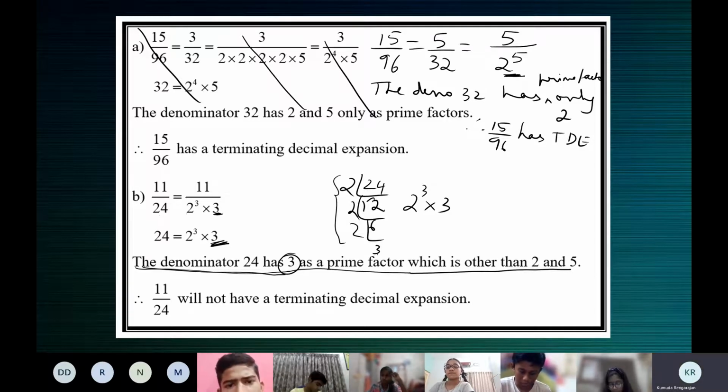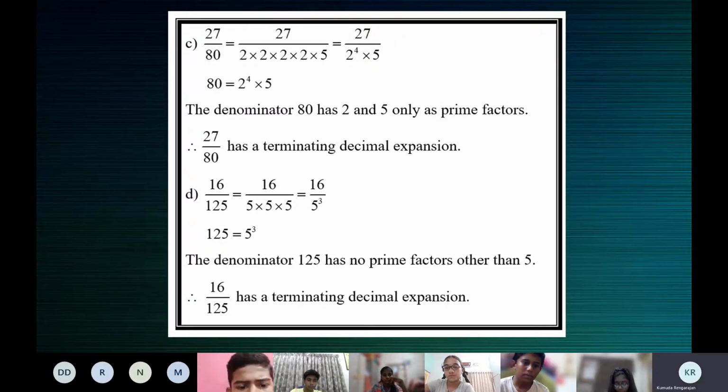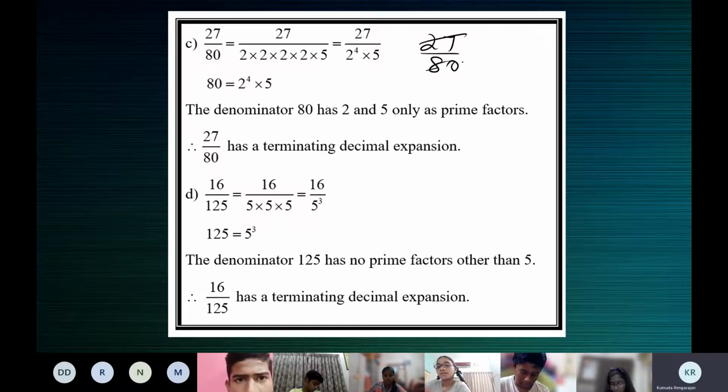Over to the next slide. 27 by 80. So 27 by 80, you cannot simplify it any further. It's already in the simplest form, meaning you cannot cancel like this and simplify any further. The first step is to simplify. It's already in the simplest form. Okay, then take up the denominator.